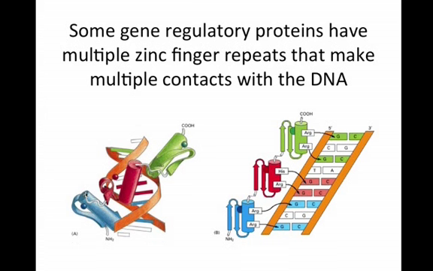Some gene regulatory proteins have multiple zinc fingers, or zinc finger repeats, and they'll make multiple contacts with the DNA. It will look like this, where each one of these will have a zinc finger. And see, the zinc here is really just holding this alpha helix to the beta sheet. So the zinc itself is not binding specifically to DNA. That's not its role. It's just holding the structure of the protein together in a conformation that makes the region that's going to interact with the DNA accessible.